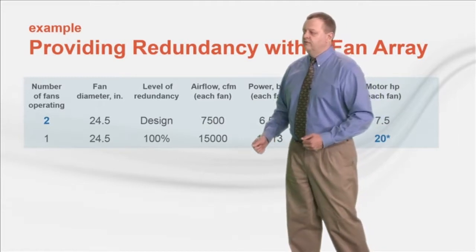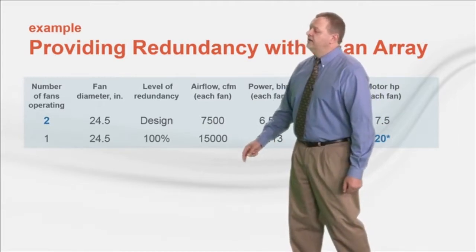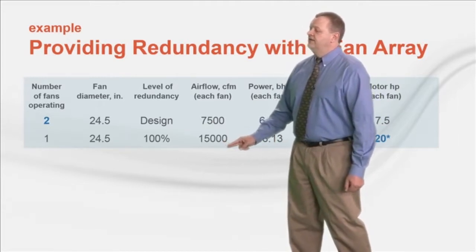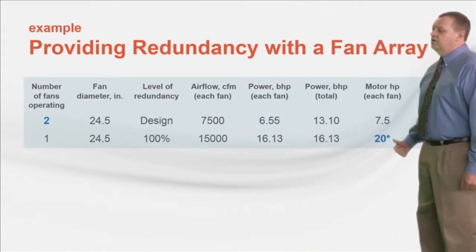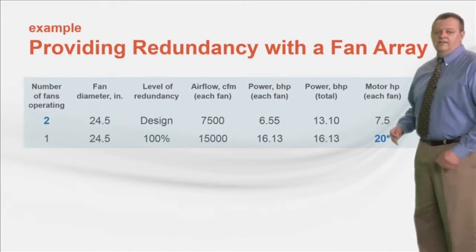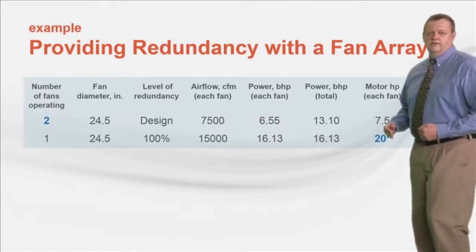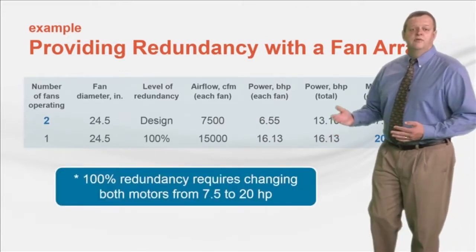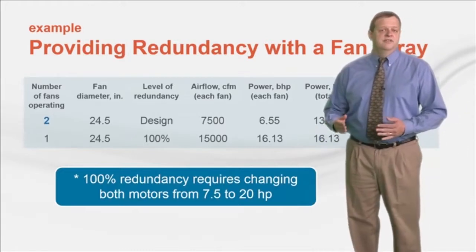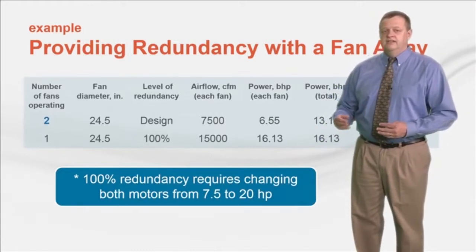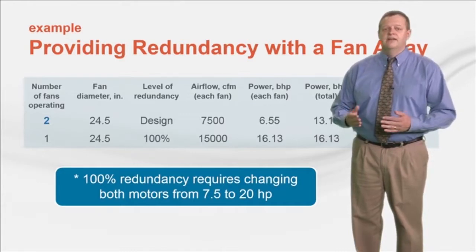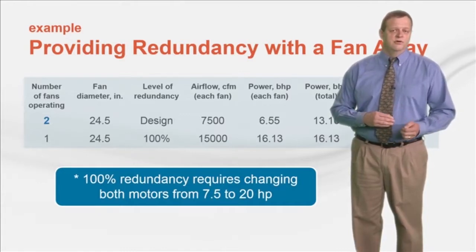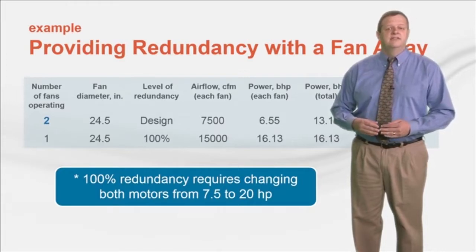So as shown in the second row, if either one of the fans is to deliver 15,000 CFM all by itself, it must be equipped with a 20 horsepower motor, not the 7.5 horsepower motor. For this example, a 2-fan array can provide 100% redundancy as long as each fan is provided with a larger motor. Of course, the drawbacks to the increased motor size are reduced motor efficiency and increased size of the electrical service.